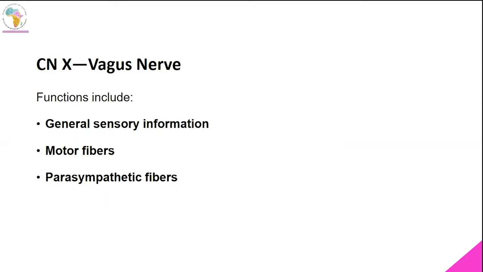General sensory. It receives, rather it transmits, general sensory fibers from the external ear as well as the surrounding areas such as the pharynx, the larynx, the esophagus, the trachea, the heart, as well as the abdominal and thoracic viscera, like the lungs.